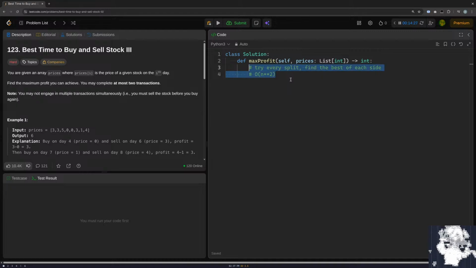But I think that makes sense actually. So best transaction 1, best transaction 2, same as problem 121. This is the start point after the sale of transaction 1.